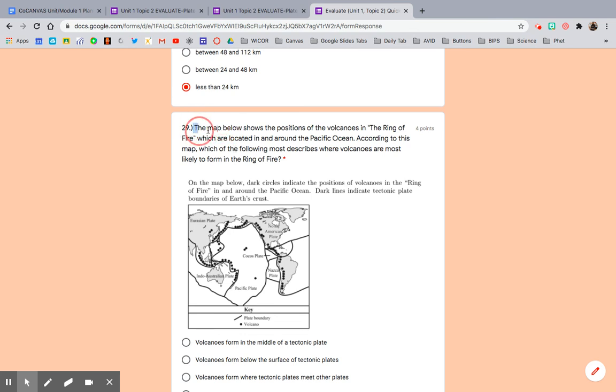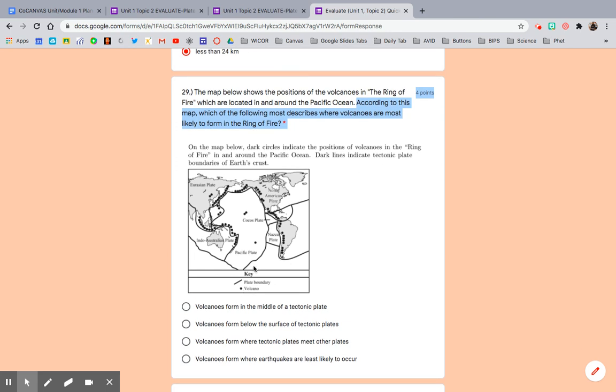The map below shows the positions of the volcanoes in the Ring of Fire, which are located in and around the Pacific Ocean. So here's the Ring of Fire. According to this map, which of the following most describes where volcanoes are most likely to form in the Ring of Fire? So volcanoes are the dots, and the lines is the Ring of Fire, or the plate boundary.